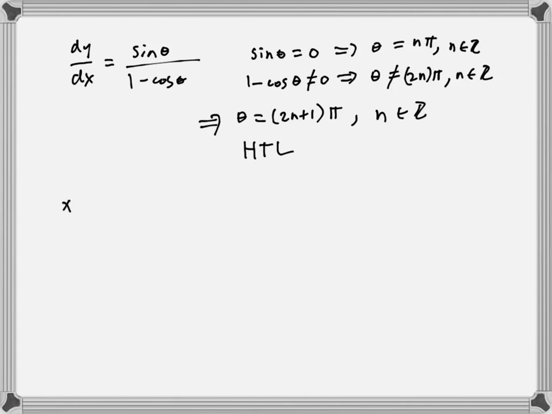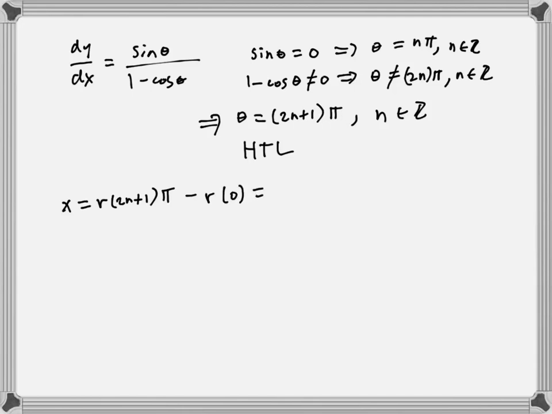So what do we get for x? Remember, it's r theta minus r sine theta. So it's r times theta minus r times sine of that. Well, what's sine of any odd multiple of pi? Sine of any odd multiple of pi is going to be 0, right? Because sine of pi or 0 or 2 pi or 3 pi, sine of any multiple of pi is 0. So actually, this is going to be 0.